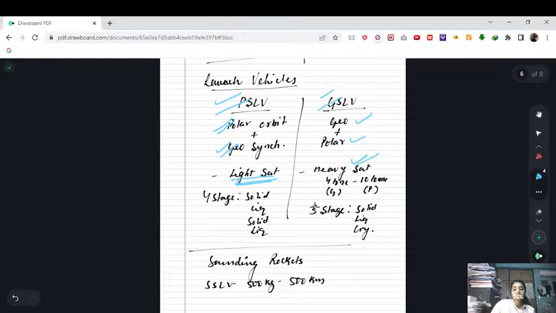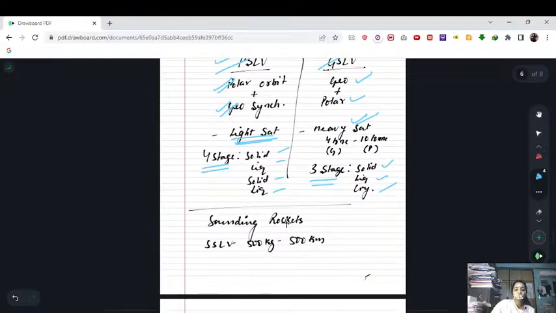Now GSLV is the latest version, which has 3 stages, which are solid, liquid and cryogenic, while the polar satellite launch vehicle had 4 stages, which are solid, liquid, solid, liquid. Another 2 types of launch vehicles you should know are the sounding rockets and the SSLVs, or the small satellite launch vehicles, which are used for carrying a satellite of about 500 kgs up to a height of 500 kilometers.